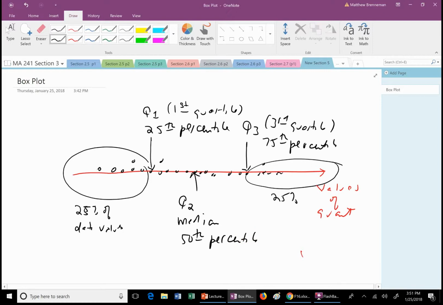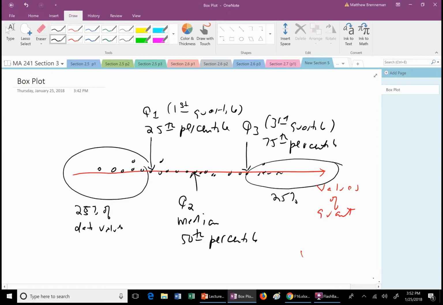And so the median of a data set is just like the median of a highway. What is the median of a highway? It's just the strip in the middle. That's what the median is. 50% of the data is below the median, 50% above. And what we're going to do is make a plot of this.